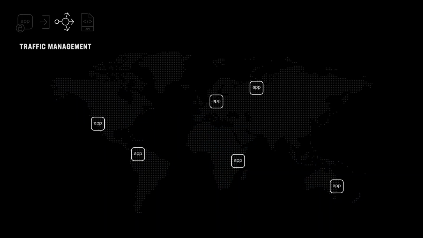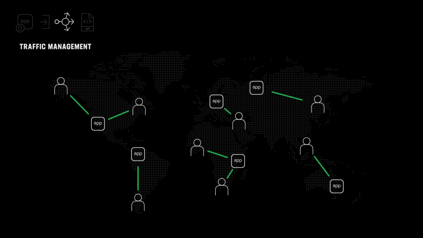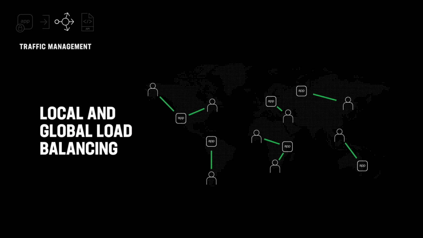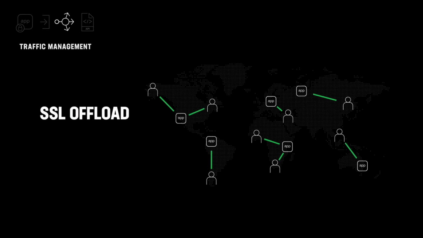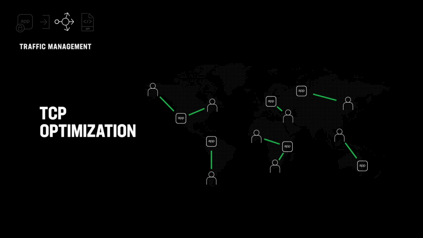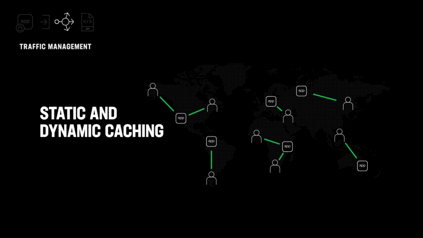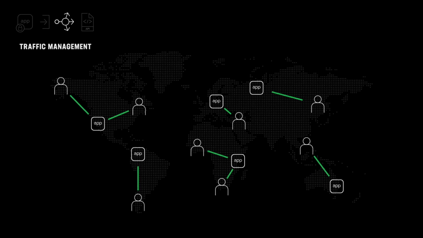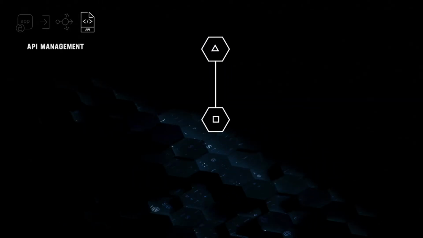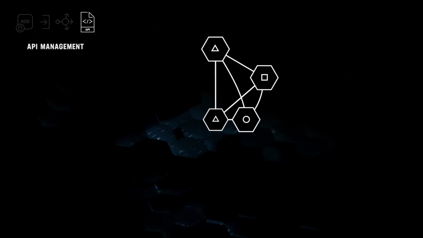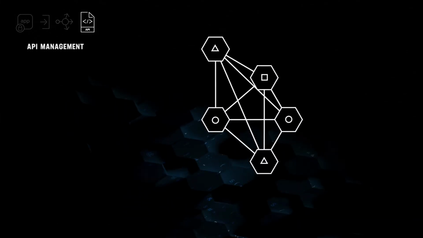Using a full proxy architecture, F5 delivers high-quality, ultra-low latency application experiences for globally distributed users, leveraging local and global server load balancing, SSL offload, TCP optimization, static and dynamic caching, and much more. That means your apps are always lightning fast and available, and your users always have a great application experience no matter where they're located.